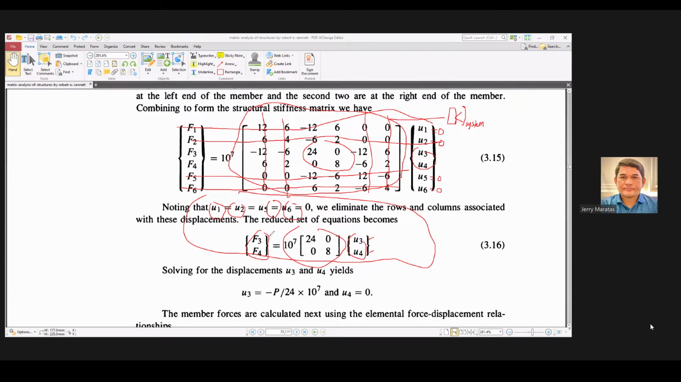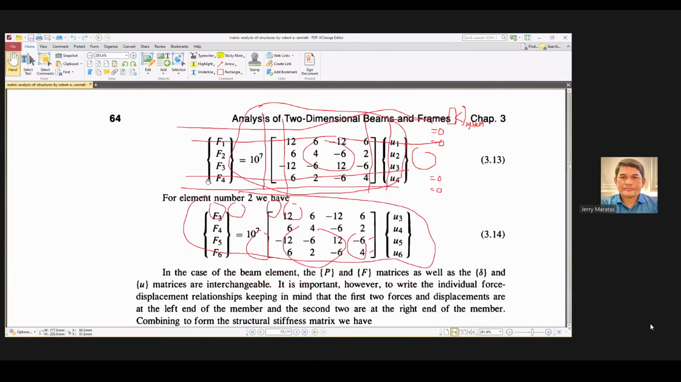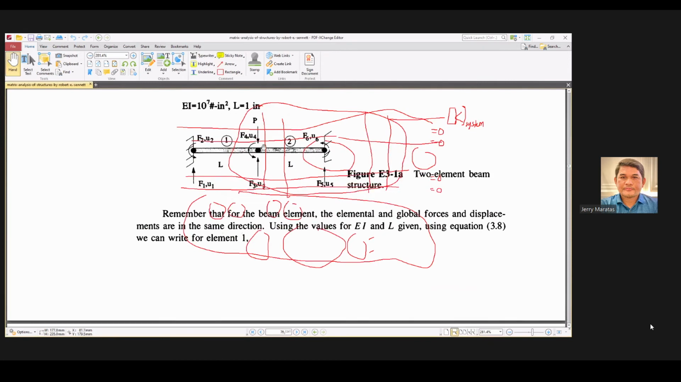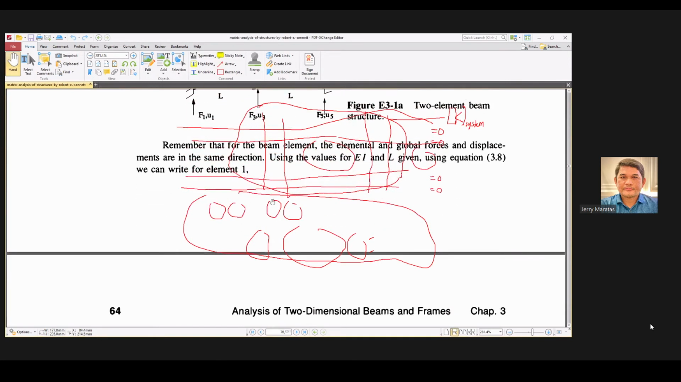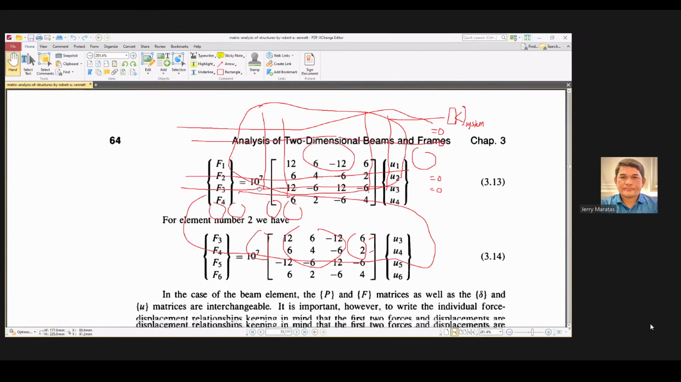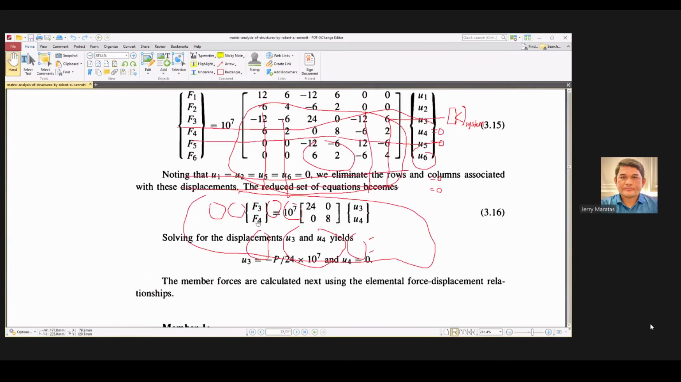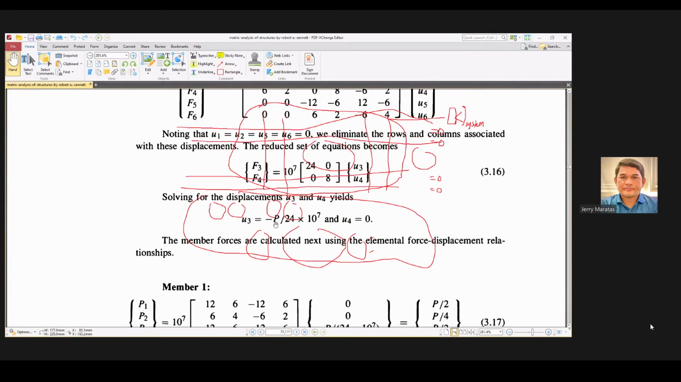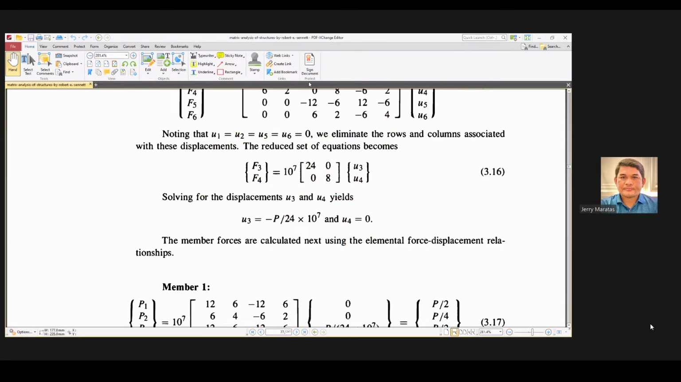Of course, you have to put the applied force directly. If we go back here, there is an applied force, which is P. There is no applied moment, so the coefficient for the moment is 0. So we can now solve for U3 and U4.